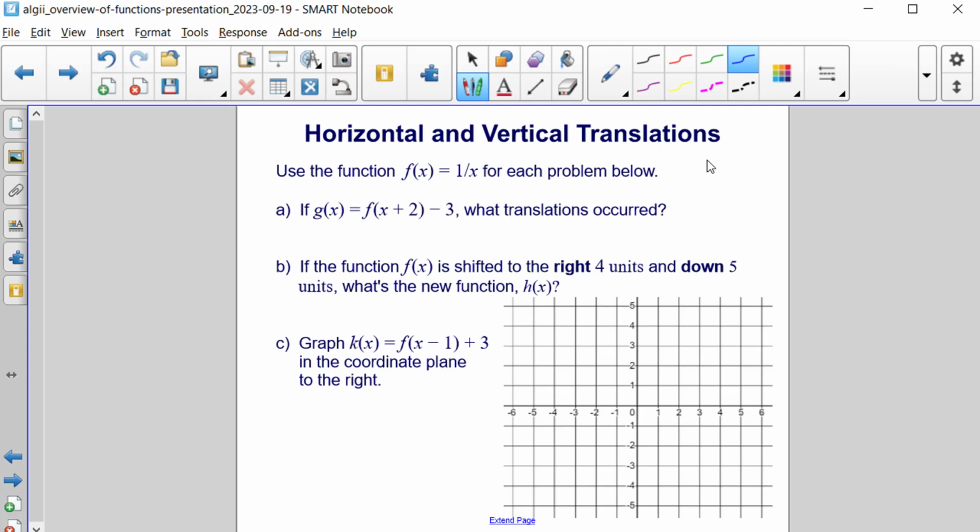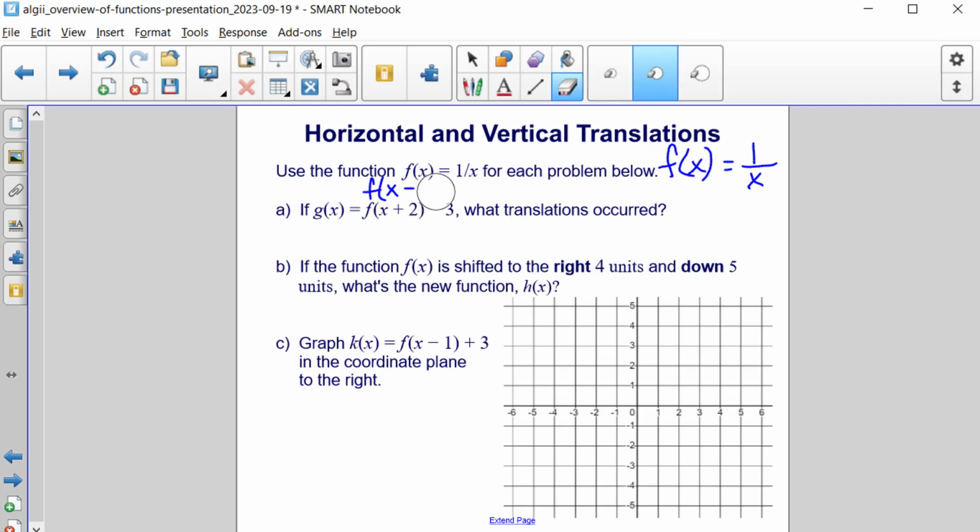It may help to first rewrite our function f of x. So for part A, if g of x is equal to f of x plus 2 minus 3, what translations occurred? Well, remember, when we have f of x minus h, that is a horizontal translation. So if it's minus a negative 2, that will end up making that plus 2. And then we're doing minus 3.